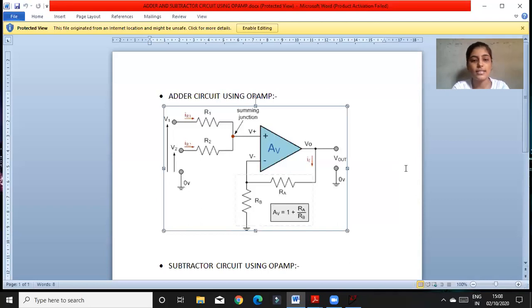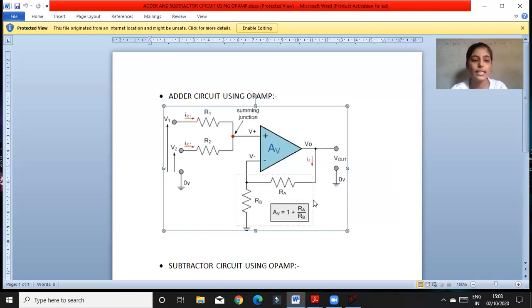And this section discusses the op-amp based adder circuit, which produces an output equal to the sum of the input voltages at its inverting terminal. Then it is also called the summing amplifier, since the output is amplified.